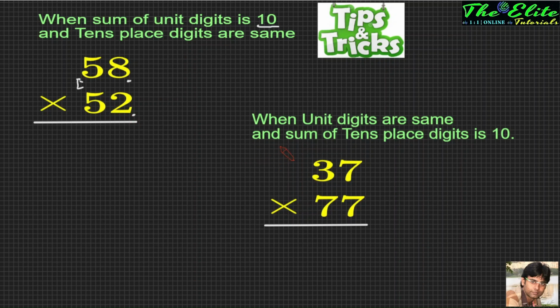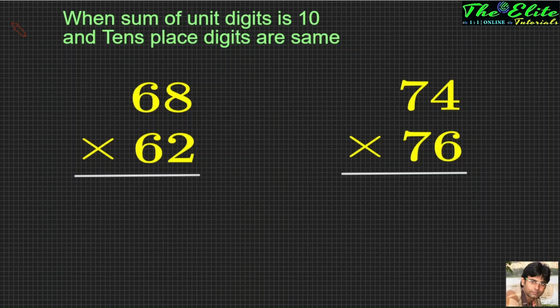Next, you will be having when the unit digits are same. See here, the unit digit of 37 is 7 and of 77 is 7, so these are same. And the sum of tens place digits is 10. So 3, the tens place of 37, and 7 for 77, if you add, it becomes 10. So these two types of problems will be there in multiplication, and to multiply this, it is very easy. Okay, so let's see. This is your type number 1.